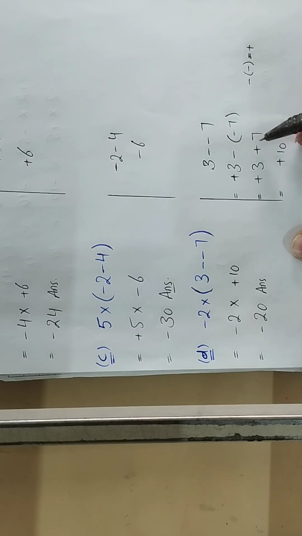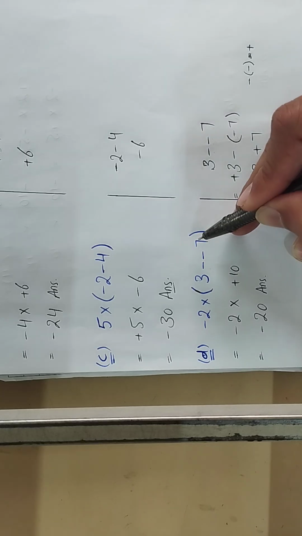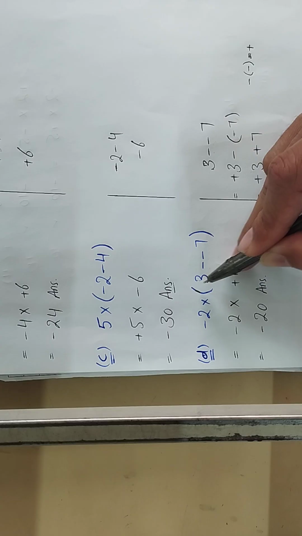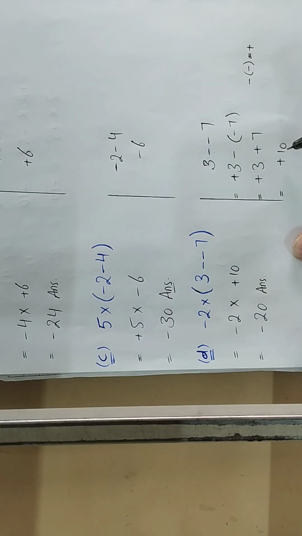Now how to solve this one? You can see that the signs are same. It means add the numbers and write the same sign with your answer. 7 plus 3, it is 10, and keep the same sign with the answer, it is plus 10. So we have the answer of this bracket now, which is plus 10.